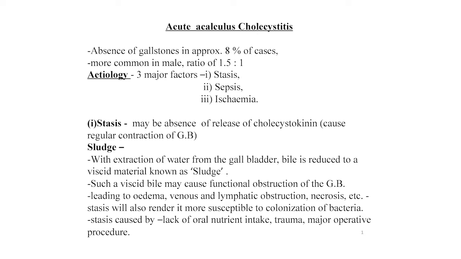Etiology, three major factors: stasis, sepsis and ischemia. The first etiological factor is stasis, maybe the absence of release of cholecystokinin, which causes regular contraction of the gallbladder. Sludge is the main cause. With extraction of water from the gallbladder, bile is reduced to a viscid material known as sludge. Such viscid bile may cause functional obstruction of the gallbladder, leading to edema, venous and lymphatic obstruction, necrosis, etc.